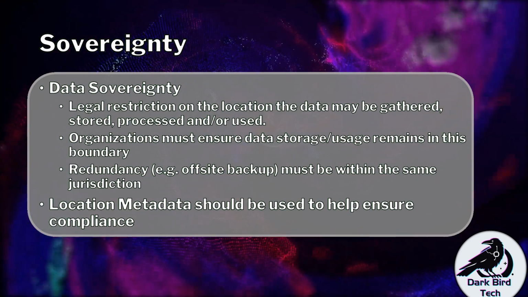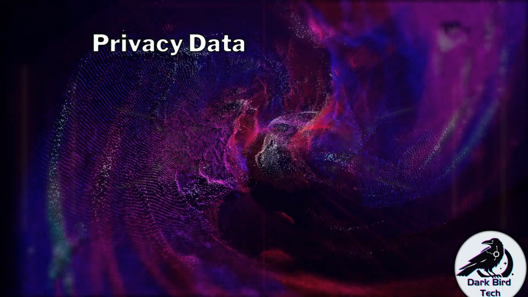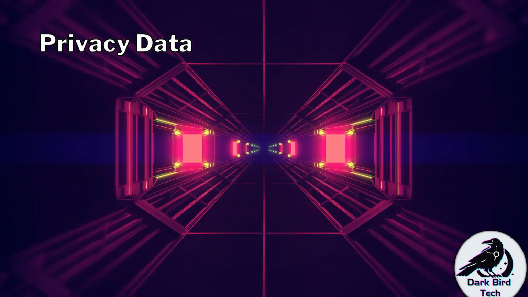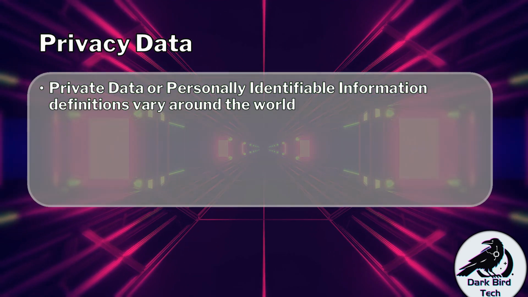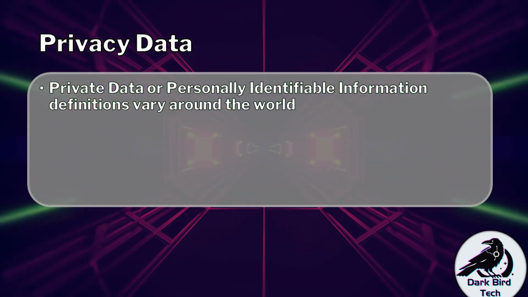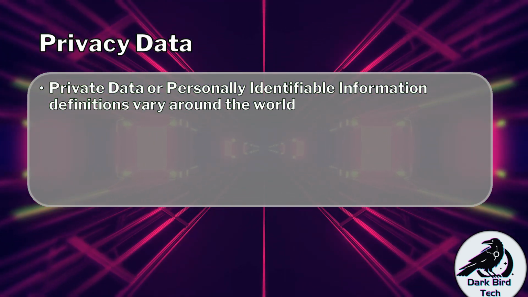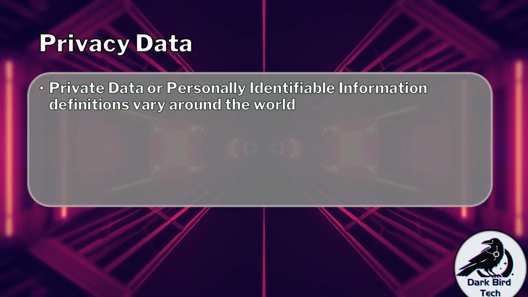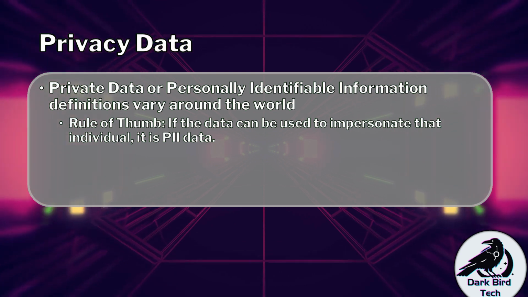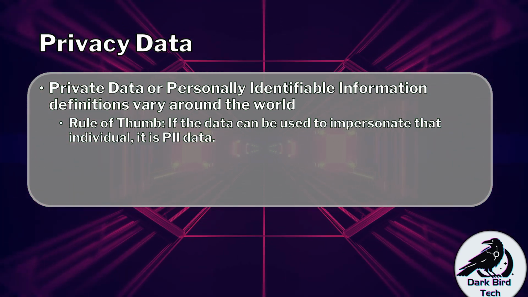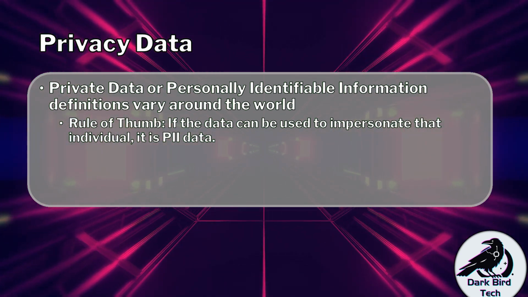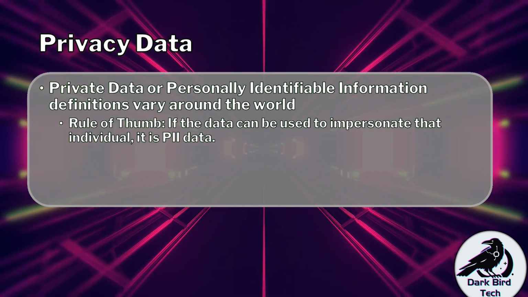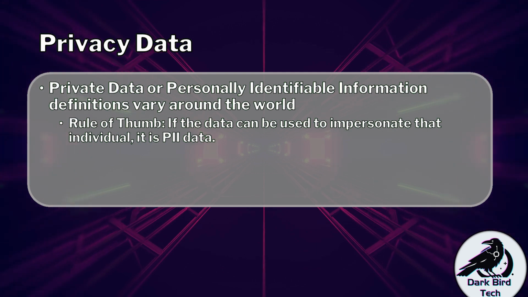Now for a very, very heavy topic, privacy data. When it comes to privacy data, we are talking about any kind of private data or personally identifiable information. Now, the definitions for what is private data or personally identifiable information will vary around the world. But a good rule of thumb that I have for you is that if the data can be used to impersonate that individual, be it online or in the real world, it is considered PII or privacy data.